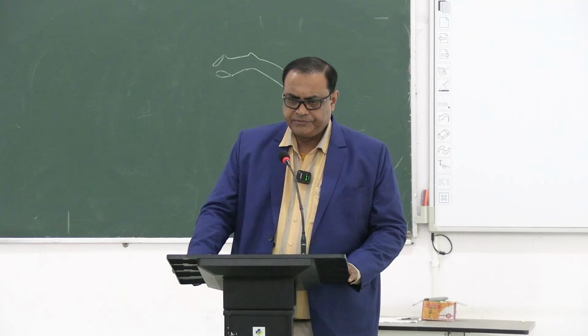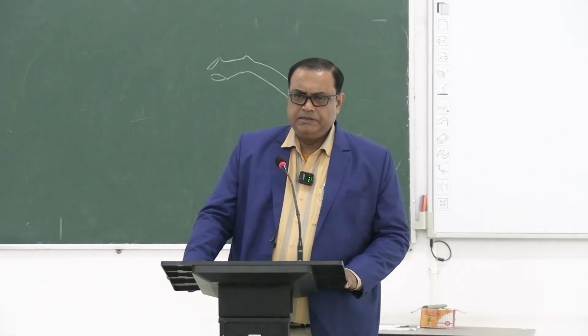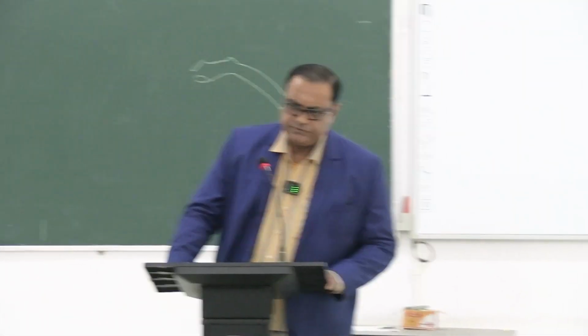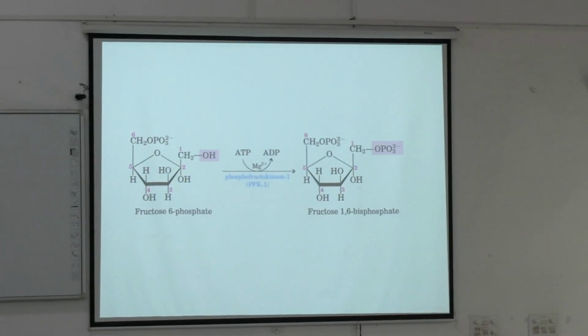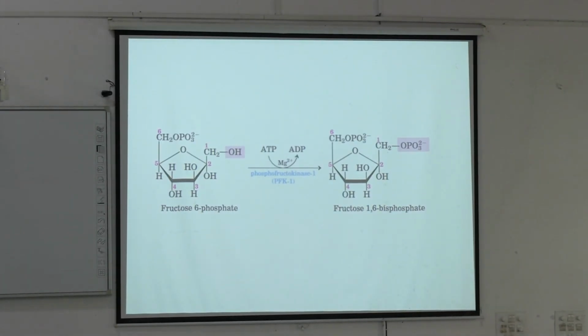Step 3. Catalyzed by PFK1, phosphofructokinase 1. It converts fructose 6-phosphate to fructose 1,6-bisphosphate. Why bisphosphate? Why not diphosphate? Because two phosphates are attached to two different carbon atoms. That's why they are called bisphosphate.